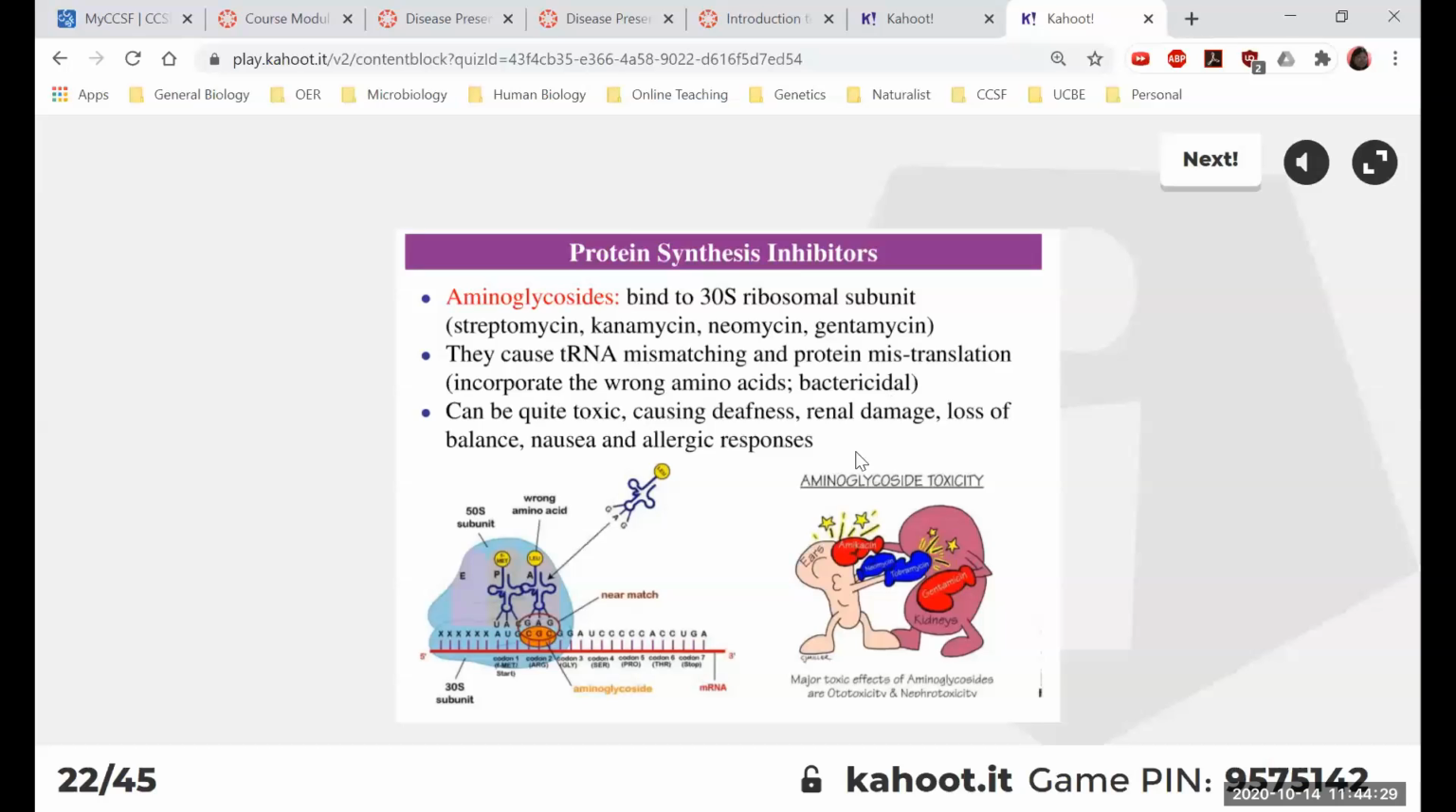The problem with aminoglycosides is that it is really toxic to a few organs. It's really toxic to the kidney, and it's also really toxic to the ear. So there are actually patients who end up becoming deaf after taking doses of aminoglycoside. So you really have to be careful. It also causes other neurological problems like loss of balance and nausea, and some patients have an allergic response to the drug.